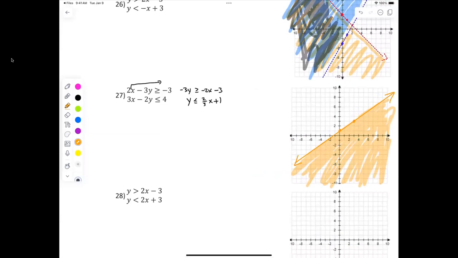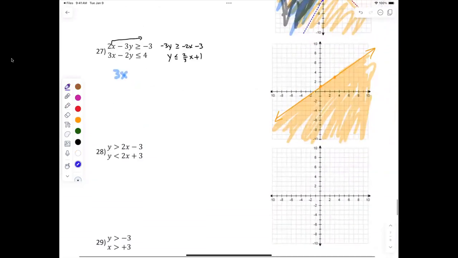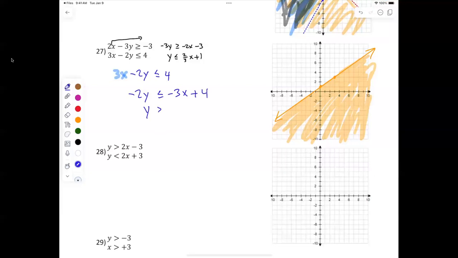All right, now I need help with the second equation. 3x minus 2y. What do I have to move first? So -2y less than or equal to -3x plus 4. Now what do I need to do? Divide by -2 and change the signs. Very smart. Y is greater than or equal to 3/2 x. And don't forget it's -2.